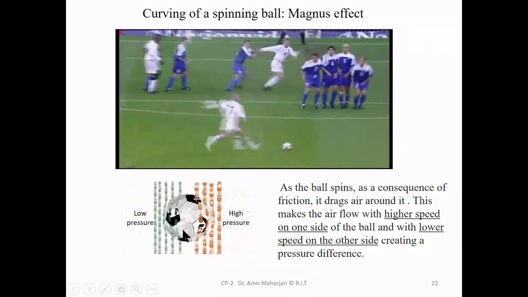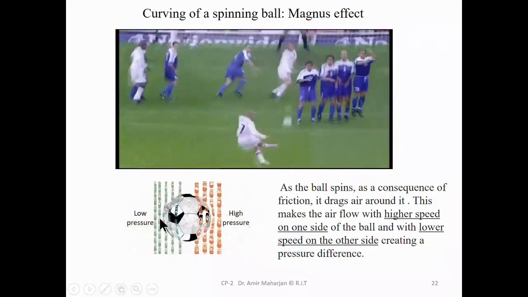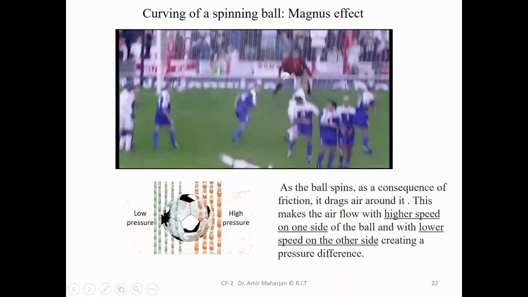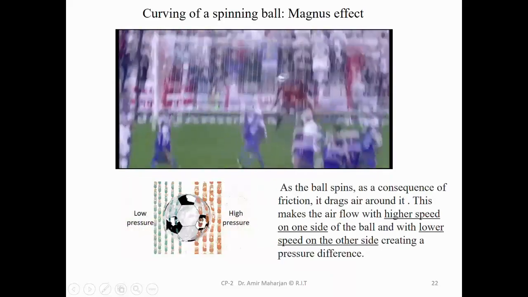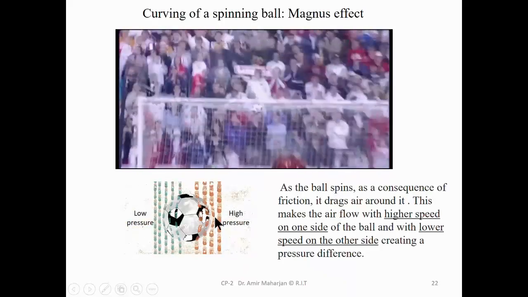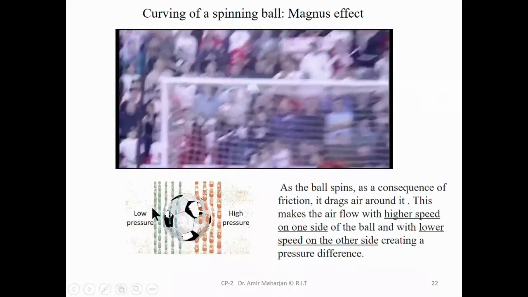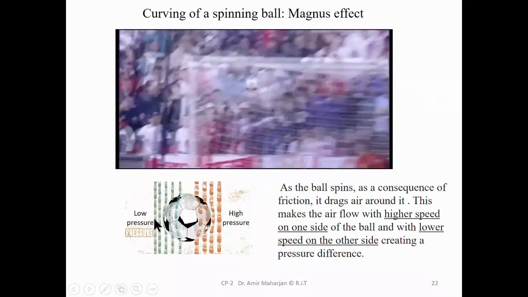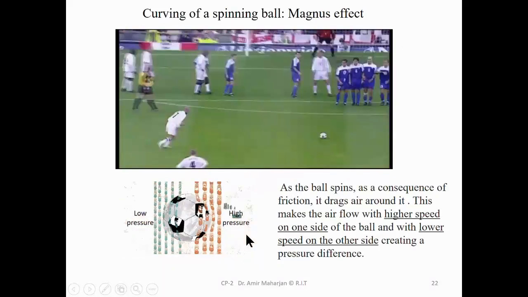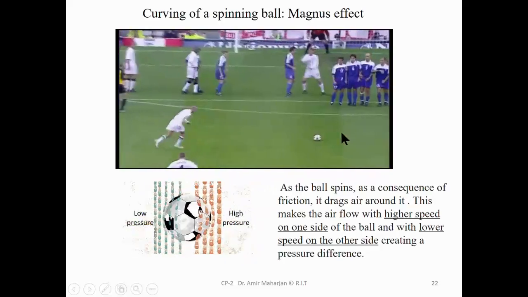Since the ball is spinning, and the air molecules are flowing in this way, the velocity of the molecules in this region will be higher compared to the speed of the molecules here, because it's spinning in the opposite direction. So that makes the air pressure here slightly less than the pressure on the other side, and that makes the curving of the ball. That's the main physics behind that, and it has to do with Bernoulli's equation.